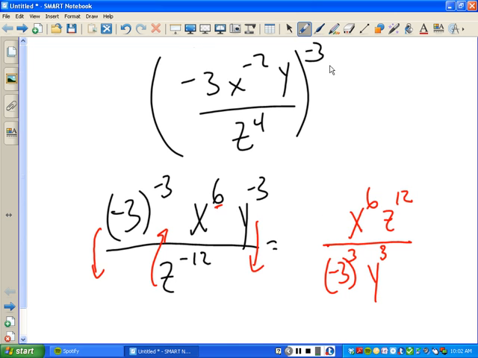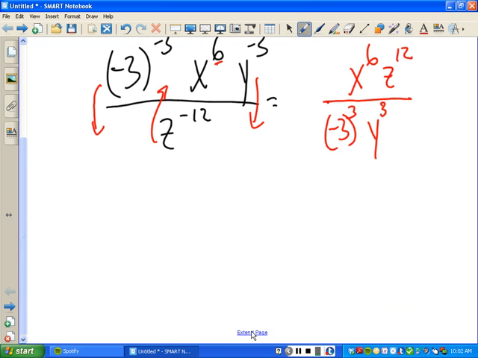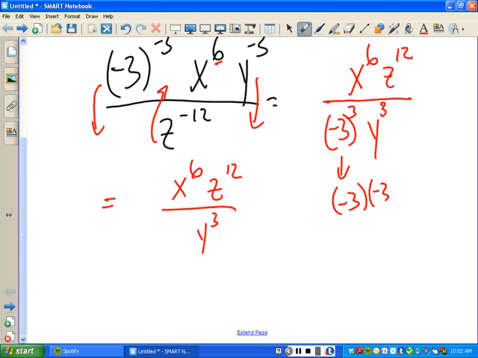Now, we'll finalize this. What do we get? X to the 6, z to the 12th, y to the 3rd. -3 raised to the 3rd power is -3 times -3 times -3, which is -27.